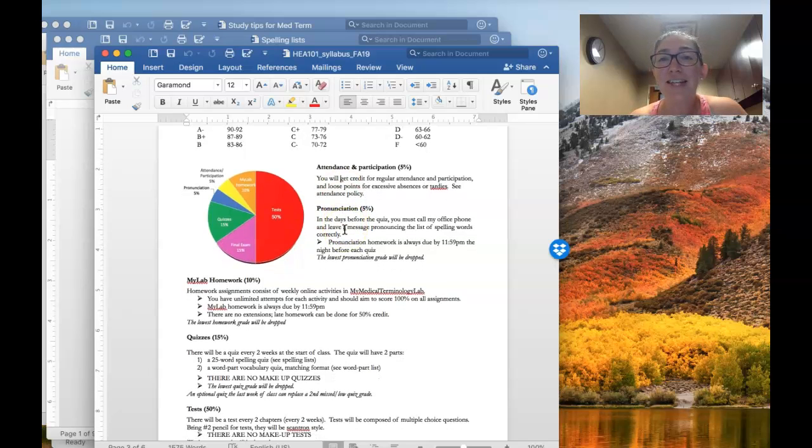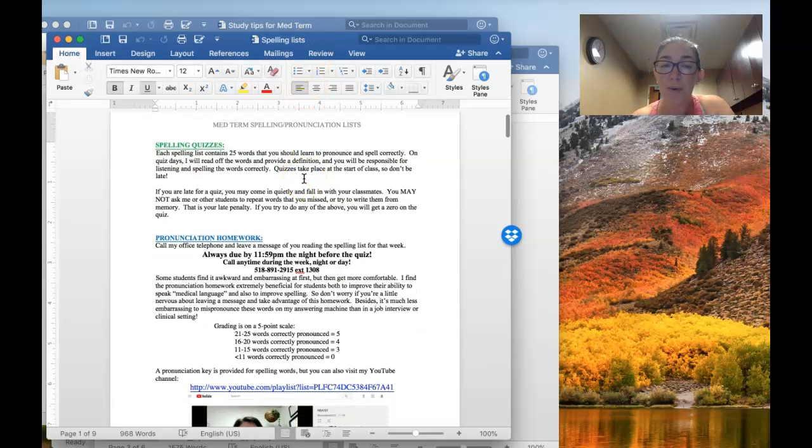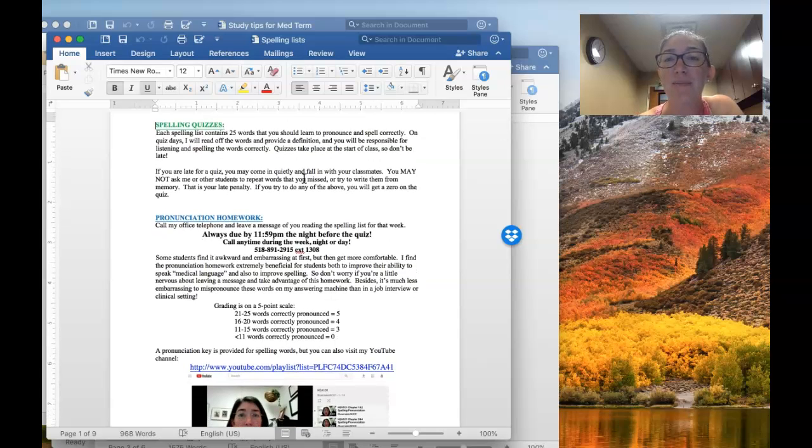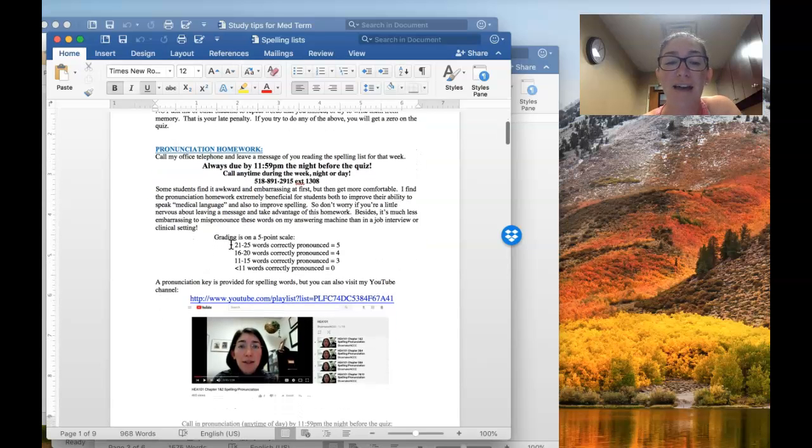Pronunciation, the way pronunciation works, and I'll refer you to another packet, the next thing in your handout, or maybe it's a couple things down, is this document here that contains the spelling lists. So the words that you're going to be pronouncing in your pronunciation homework are your spelling words for each chapter. So this page tells you about the scoring. The pronunciation is always due the night before the quiz, and you'll see that on the calendar.